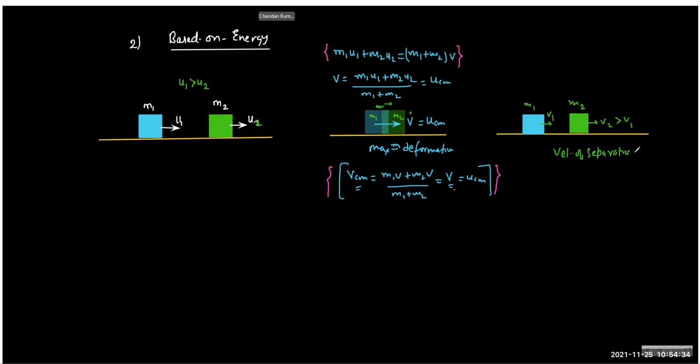So velocity of separation we can write as V2 minus V1, because V2 is more than V1. But if you look at the velocity of approach, the way they are trying to approach, we can easily say it is U1 minus U2, because U1 is bigger than U2. We are writing values. So now there are three events that we have discussed.